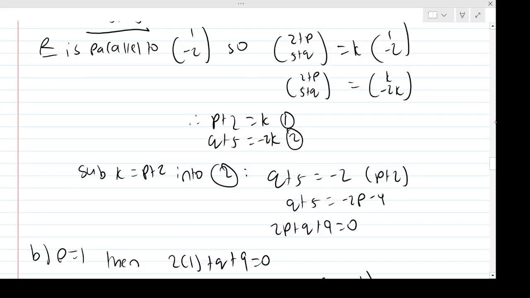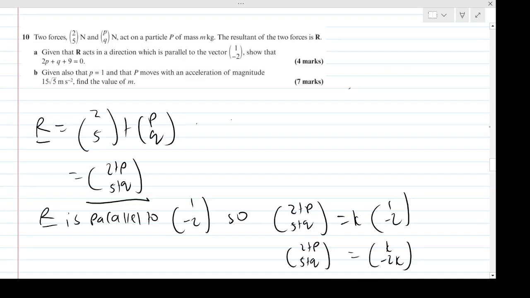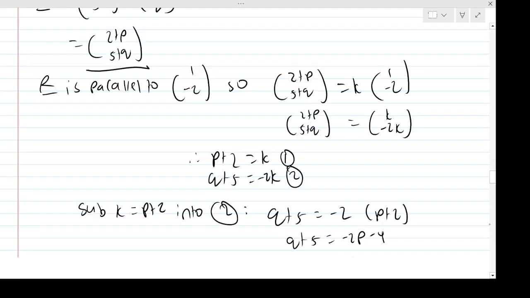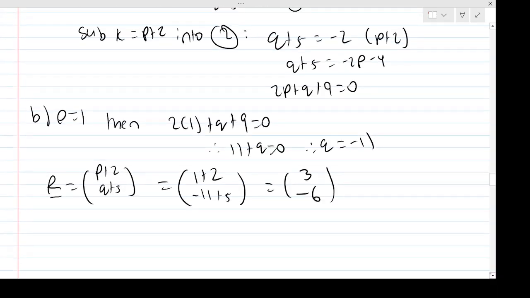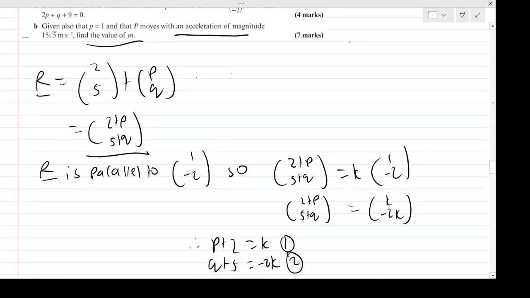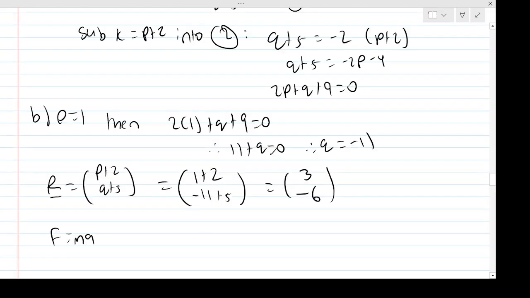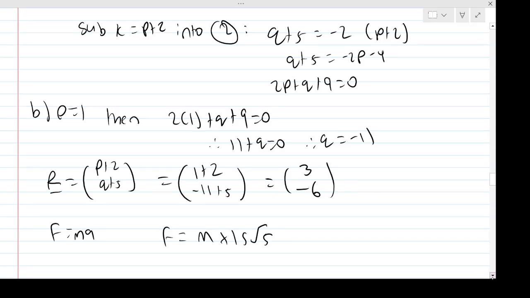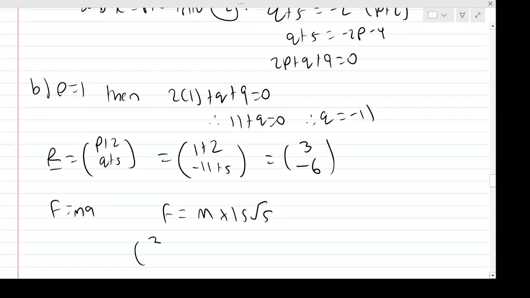And that's my resultant. Now, if I'm given the acceleration, I want to find the mass. Again, that means I'm going to need to use F is equal to ma. So the acceleration is 15 root 5. So that means F is equal to m times 15 root 5. Now what's the problem here? Well, this is F, my resultant. That's a vector. So if I substitute that in, I'm going to get 3 minus 6 is equal to 15 root 5m.